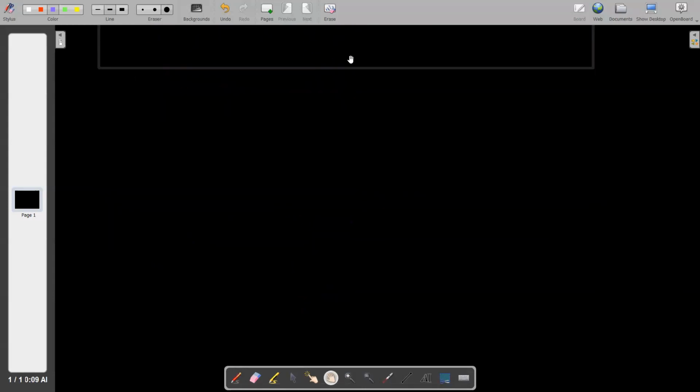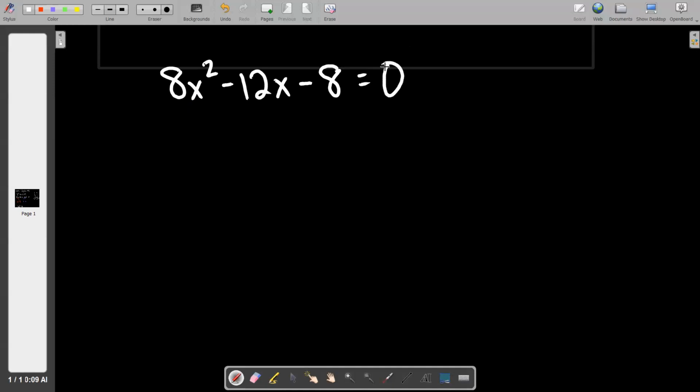All right, number 2 is the quadratic formula. So the first thing we want to do is pull everything to one side. So the problem says 8x squared minus 12x, and then it goes on to say equals positive 8. I don't want that. I'm going to pull the positive 8 to the left and make it negative 8. Now, there is nothing wrong if you dive right in and go, you could say A equals 8, B equals negative 12, and C equals negative 8.